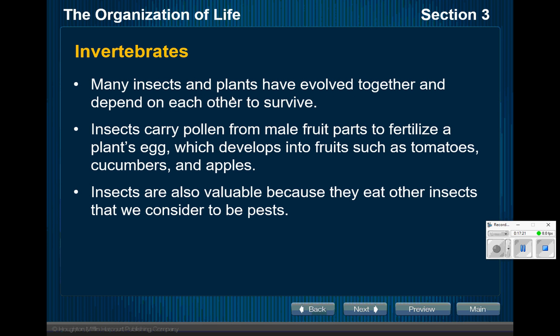Many insects and plants have evolved together and depend upon each other, such as bees and flowers. They carry the pollen from the flower to fertilize the plant's egg, which develops into fruit such as tomatoes, cucumbers, and apples. So we depend on these insects to do that job. Insects are also valuable because they eat other insects that we consider to be pests. Take, for instance, the ladybug, which eats the aphids that attack our plants.